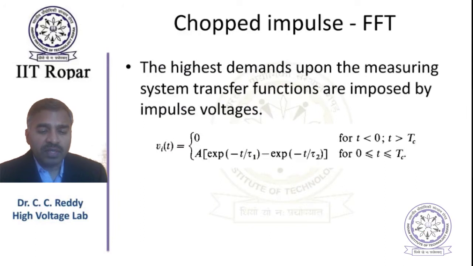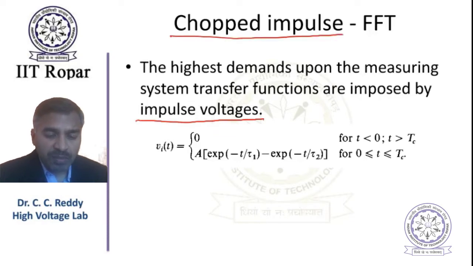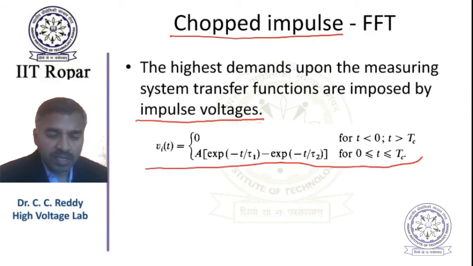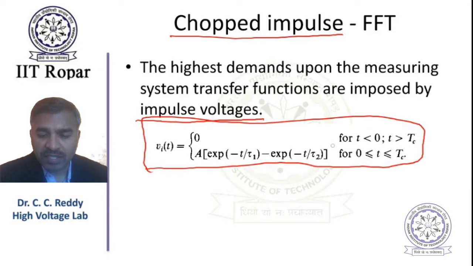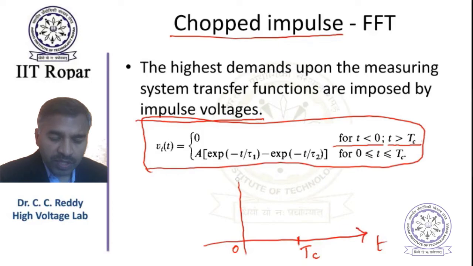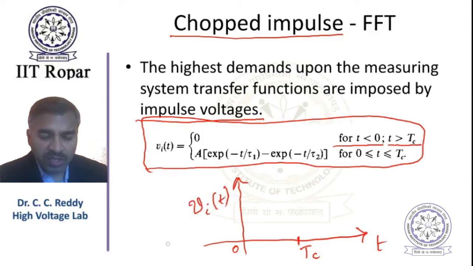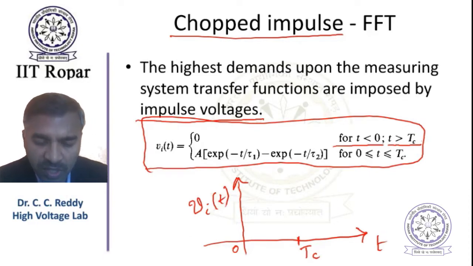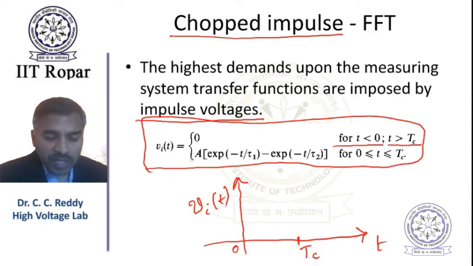So the highest demands upon the measuring system transfer functions are imposed by impulse voltages, that is, chopped impulse voltages. Now a chopped impulse voltage can be defined like this, ideally. Its value is 0 for t less than 0 and for t greater than tc also. Let us take this as tc, and this is 0, this is the time axis t, and this is the magnitude, then Vi of t is plotted. For t less than 0 it is 0, and for t more than tc it is 0 again. In between it follows the double exponential wave that we have studied earlier, right?